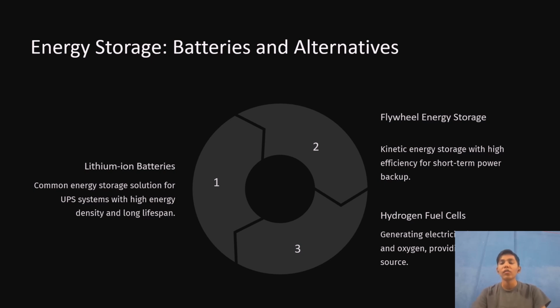Second is flywheel energy storage. We see in UPS that flywheel energy storage provides backup power. It is kinetic energy storage with high efficiency for short-term power backup, so for that we use flywheel energy storage. And last is the hydrogen fuel cell, generating electricity from hydrogen and oxygen. So these are some energy storage options.